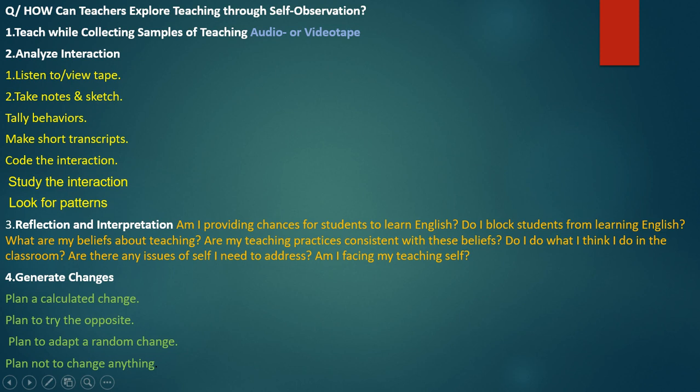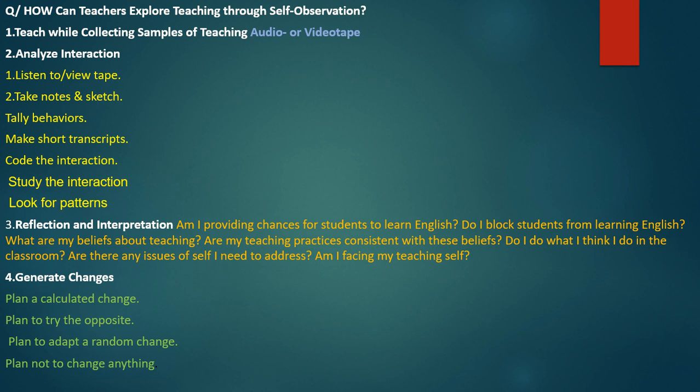Step number three is reflection and interpretation. As I have mentioned, we look at the chances for students to learn English. I reflect: do I block the students from learning English? We should ask ourselves many questions in order to reflect. What are my beliefs about teaching? Are my teaching practices consistent with these beliefs? Do I do what I think I do in the classroom? Are there any issues of self I need to address? Am I facing my teaching self?